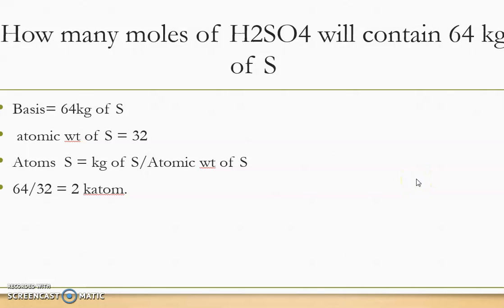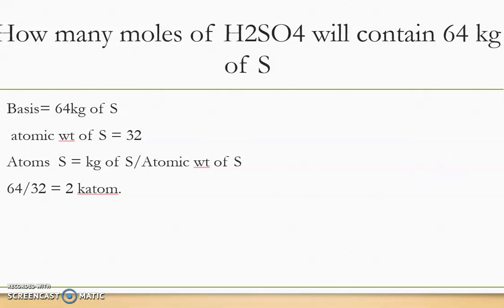The next important one: how many kilo atoms of S are in H2SO4 containing 64 kg of S? So again simple, the basis, as I told you, is important to write down. Basis is equal to 64 kg of S. Atomic weight of S is equal to 32. So kilo atom of S is equal to kg of S upon atomic weight of S. So 64 divided by 32 will be 2 kilo atom.